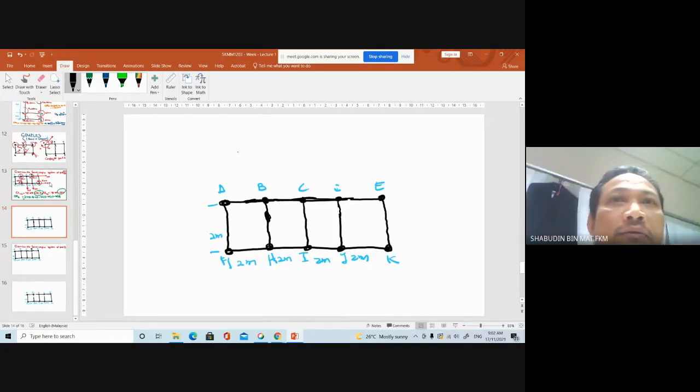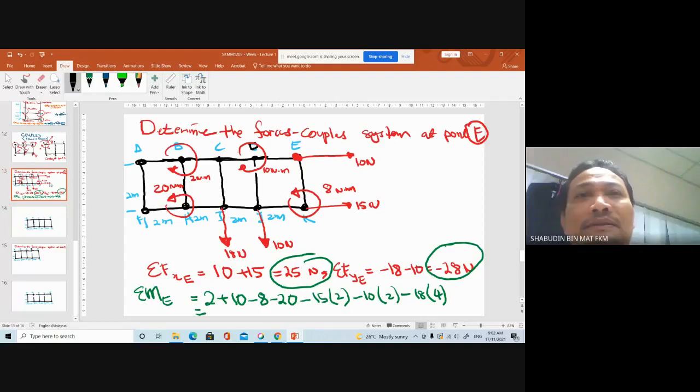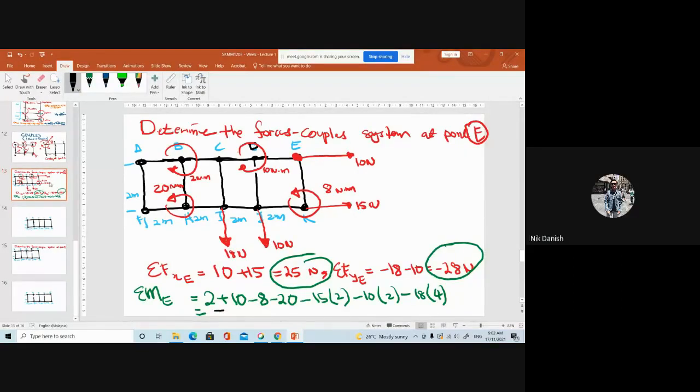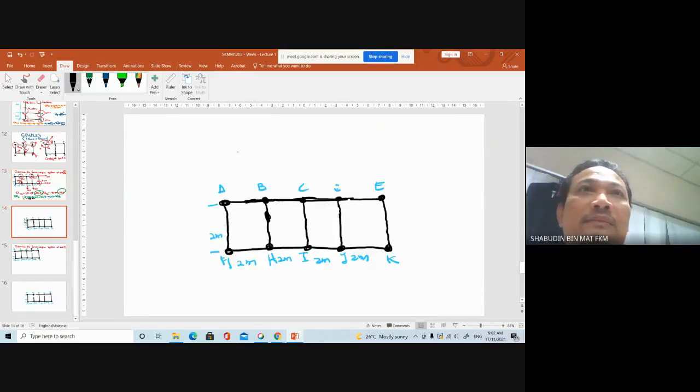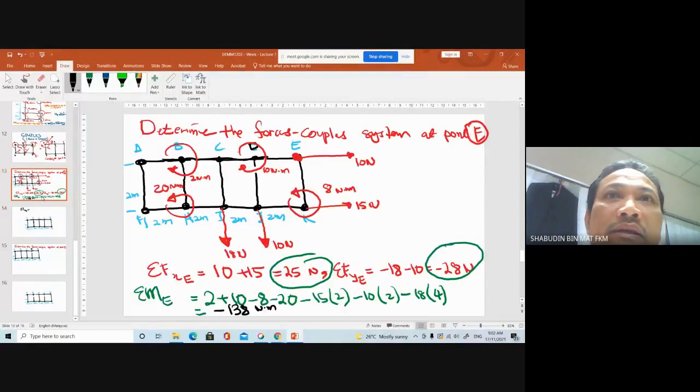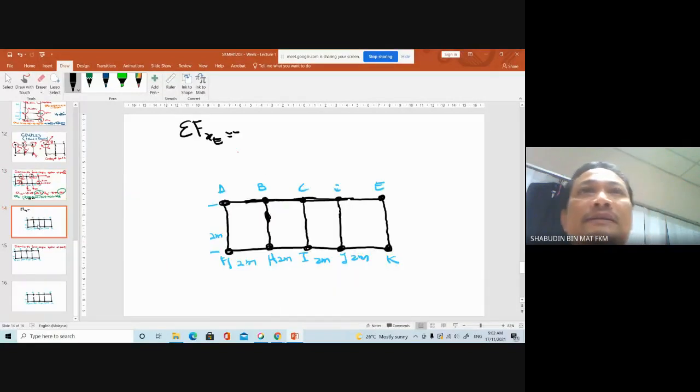Okay. What is the moment there? Negative? Tell me again. Negative 138 Newton meter. So you bring it over, bring it here. Total Fx is 25. So the summation of force in x at E is, how much just now? It is positive 25.